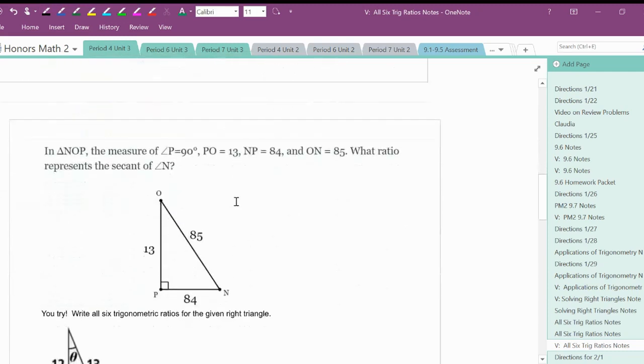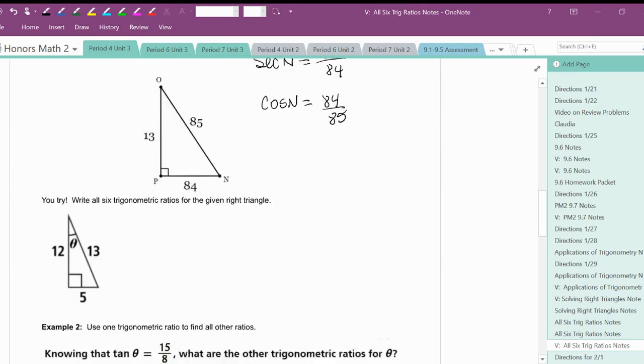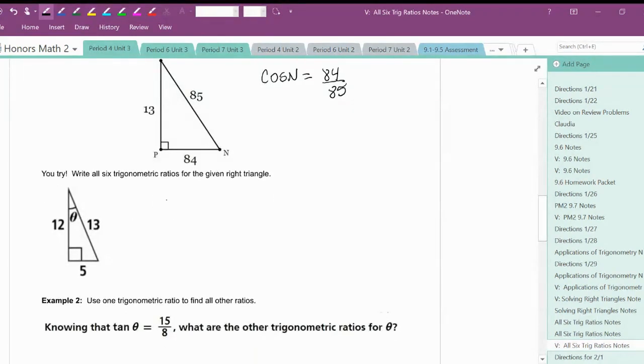We'll do one more together and then you can go ahead and try one. So we have this right triangle, P is the right angle, and we are given the sides PO and ON, and it asks what represents the secant of angle N. To get that, I would start with writing the cosine ratio of angle N, which would be the side adjacent over the hypotenuse, and then we would take the reciprocal. All right, so why don't you pause the video and go ahead and give this one a try.